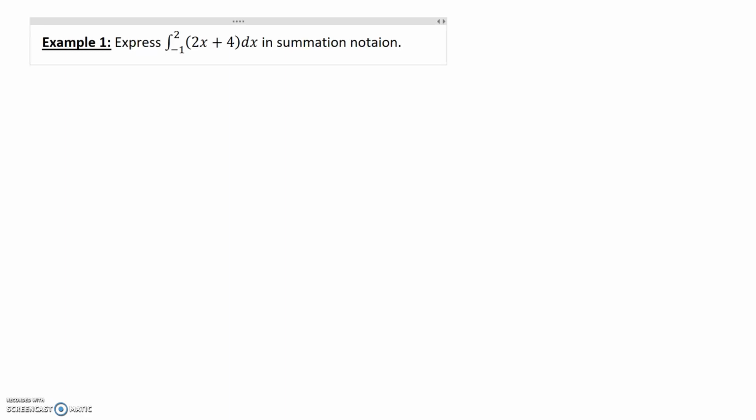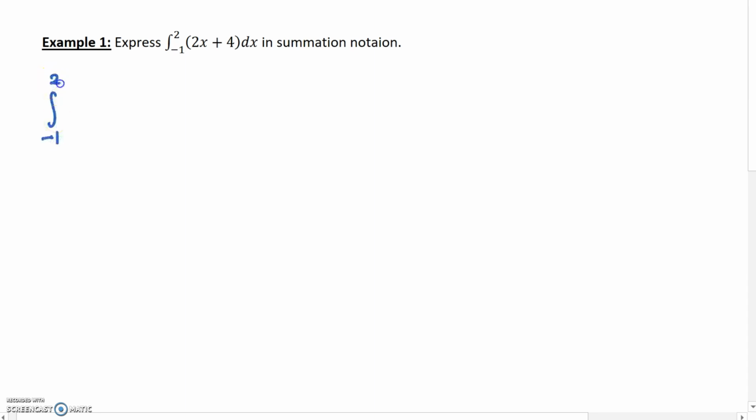Okay, so here is a definite integral. It's the integral of 2x plus 4 dx from negative 1 to 2. And we're going to try and write it in summation notation. So let's begin. Negative 1 to 2, 2x plus 4 dx.